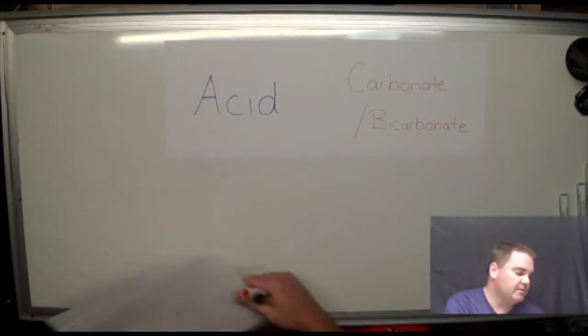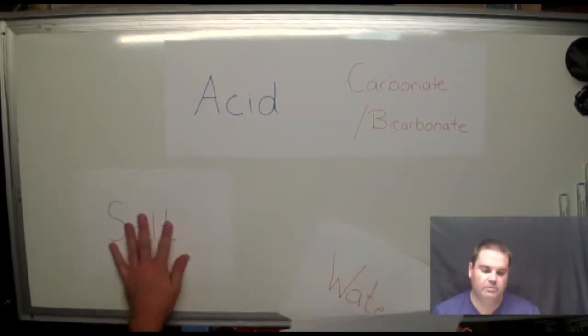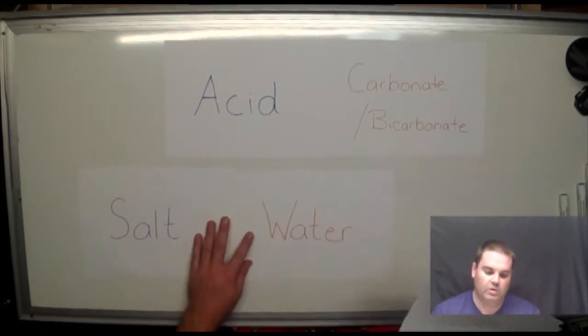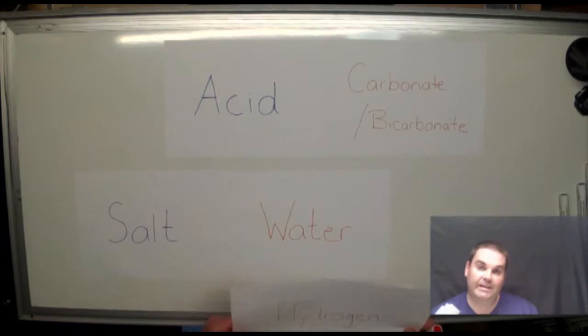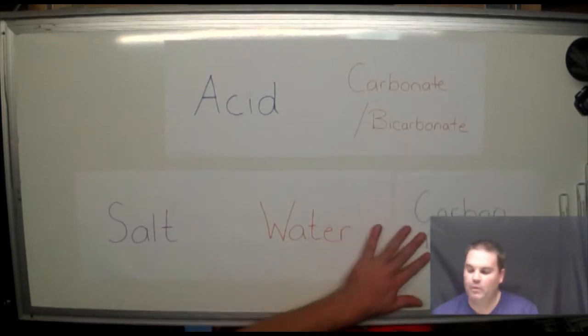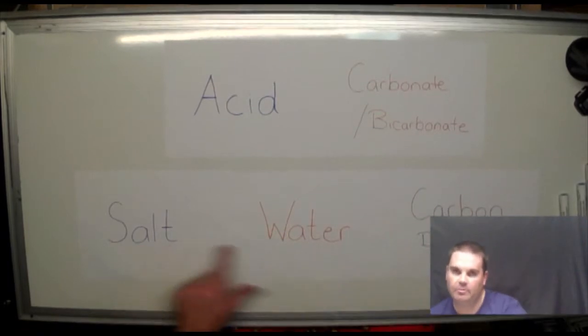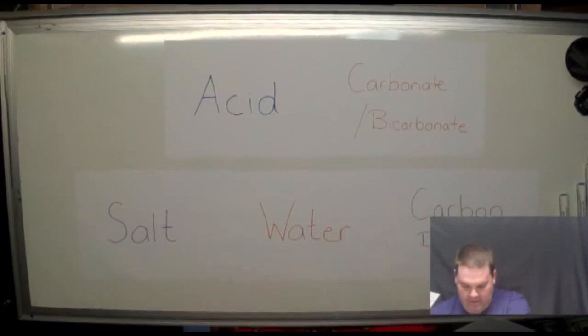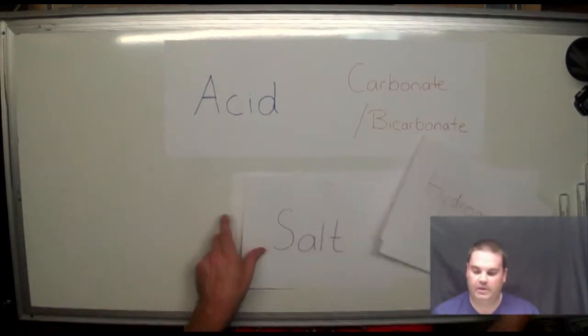So as you would expect, we're going to get a salt. We're going to get water, because it's an acid-base reaction, or carbonates of bases. But because we've got carbon and oxygen there as well, we're also going to get carbon dioxide. So an acid and a carbonate or a bicarbonate gives us salt, water, and carbon dioxide gas as well. So I'll show you what I mean. I'll give you an example of one of those.